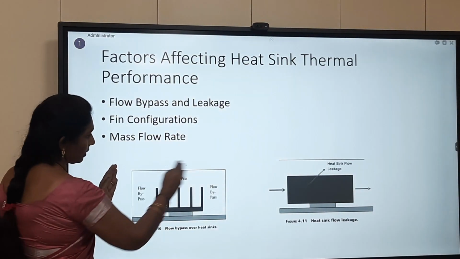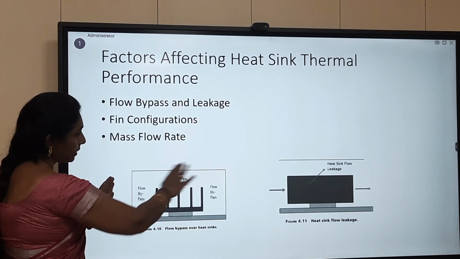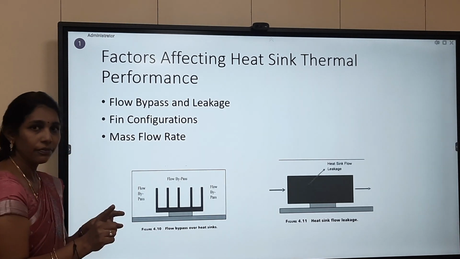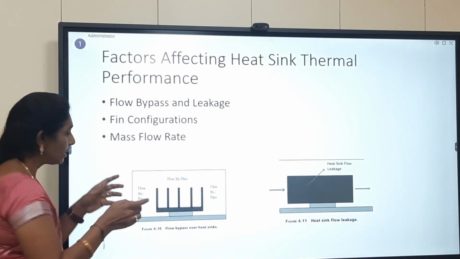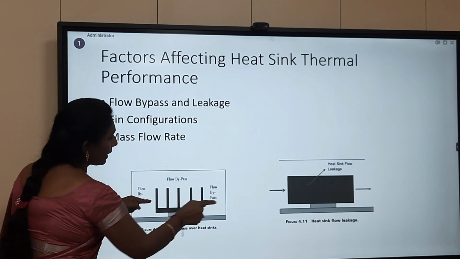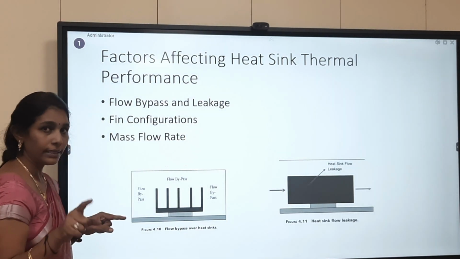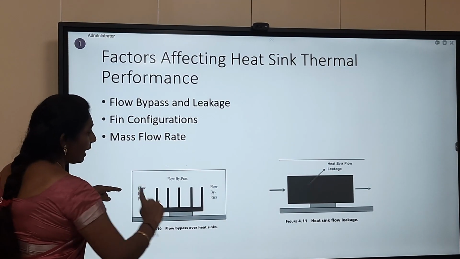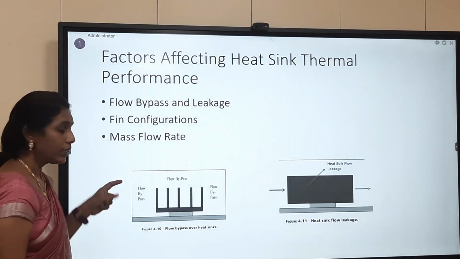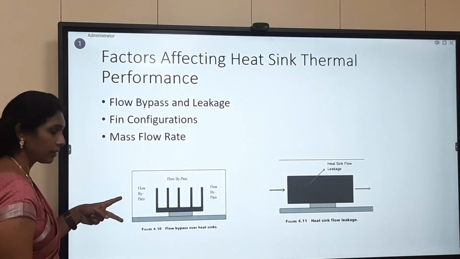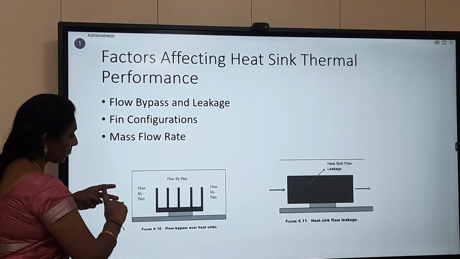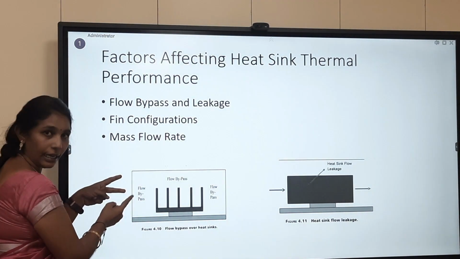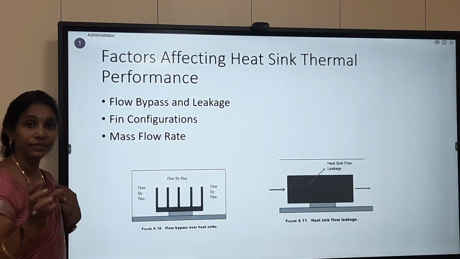Now I'll explain the difference between flow bypass and flow leakage. You can see a device, a channel, and inside that there is a heat sink. There will be a flow rate of air entering this heat sink and exiting the heat sink. Likewise, there is another volume flow rate of air entering this channel and exiting this channel, right? So now we have two inlets: one is the inlet at the sink and the other is the inlet at the channel.